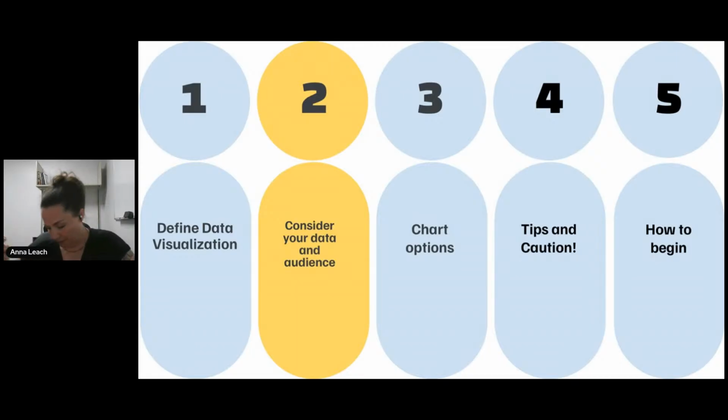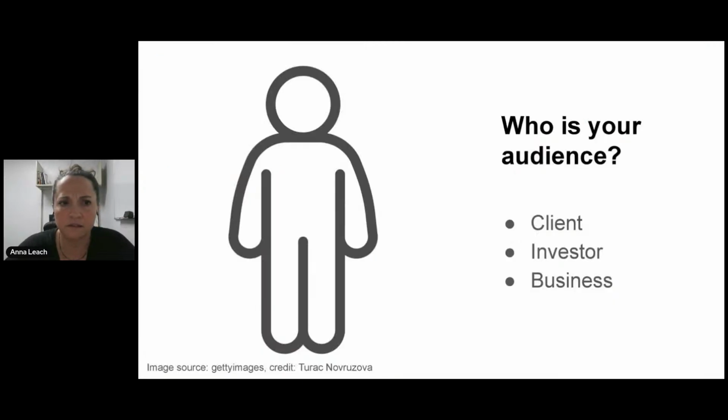Okay, so now that we have a clear definition of data visualization, let's start to consider your data and your audience. So if you're comfortable, close your eyes and take a moment. When I ask you who your audience is, who you're trying to communicate with, who do you envision? Perhaps it's a client, whether it be an existing client or a group of clients or an ideal clientele. Maybe it's an investor. Maybe it's another business that you'd like to work with, or maybe it's you yourself trying to understand your business better so that you can make better marketing decisions.